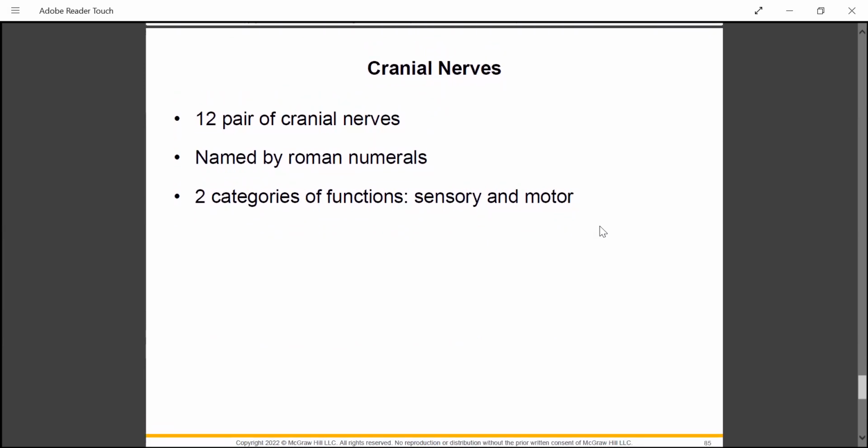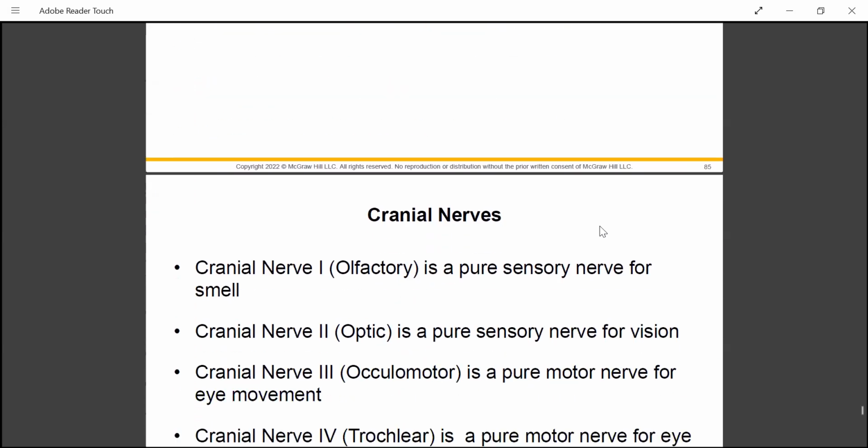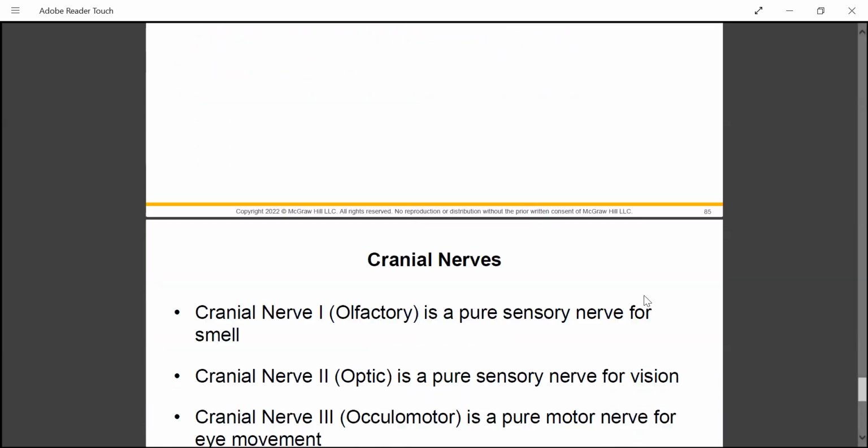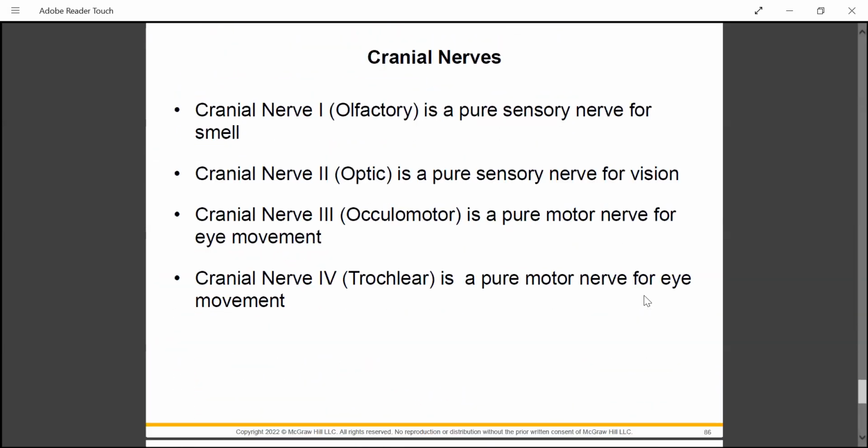All right, the very last one is cranial nerves. You don't need to memorize all of them. I'll highlight a couple of major ones, and they're named by Roman numeral. They're numbered 1 through 12, but you'll never see a normal Arabic number 1, 2, 3. It's always going to be a Roman numeral. It's also good to point out we have some that are just sensory, some that are just motor, and some that do both.